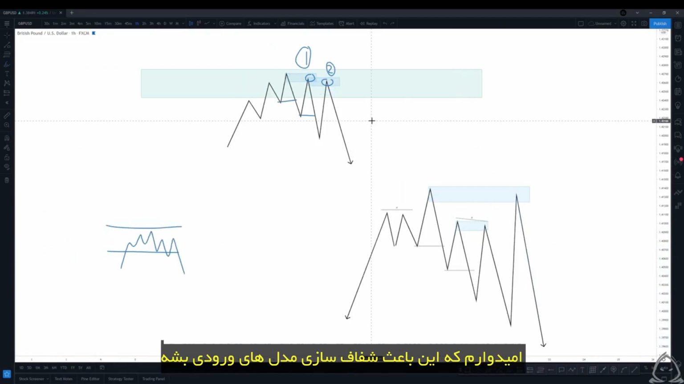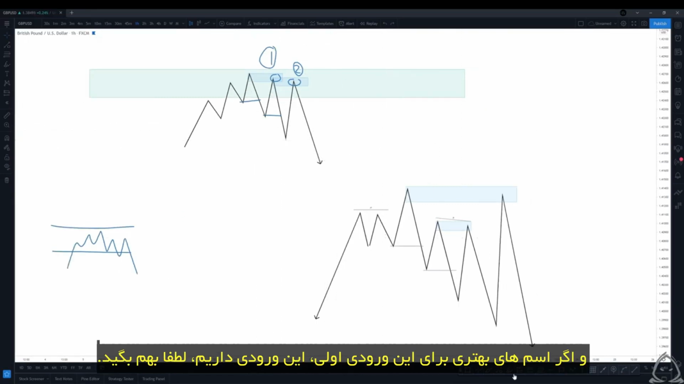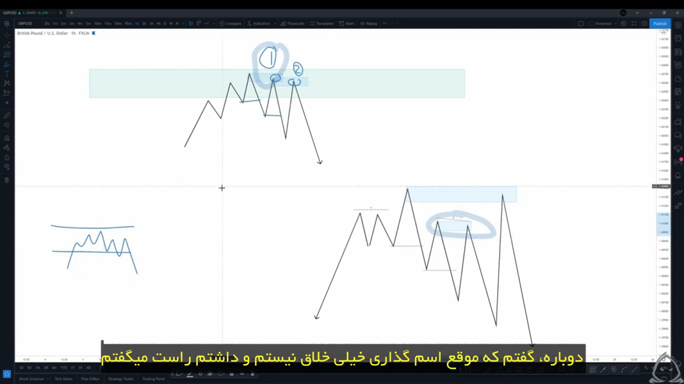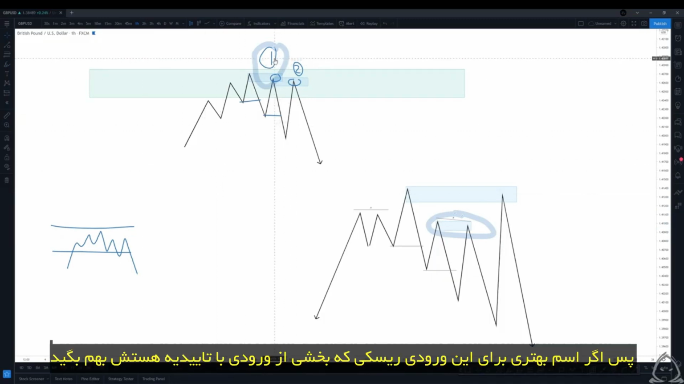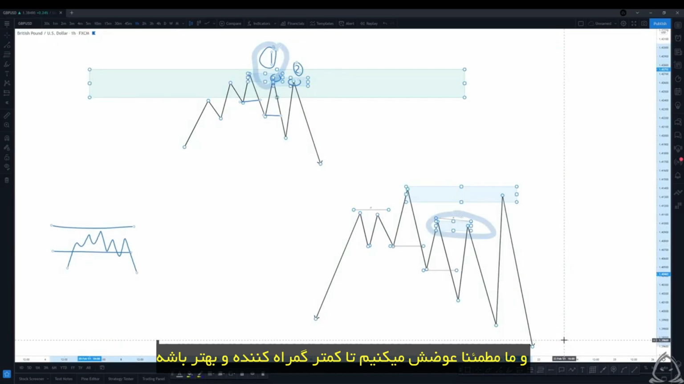I hope that gives you a little bit more clarity on these entry models. And if you have any better names for this first entry, please let me know. Again, I said I'm not very creative when it comes to names, and I was not lying about that. So if you do have a better name for what is currently known as this risk entry, part of the confirmation entry, let me know, and we will definitely change it so that it's less confusing and more straightforward.